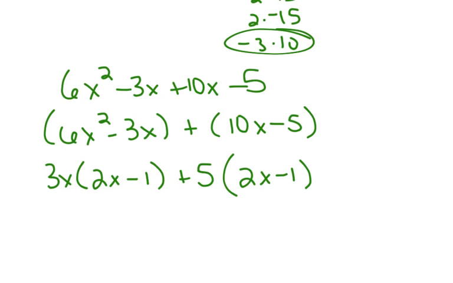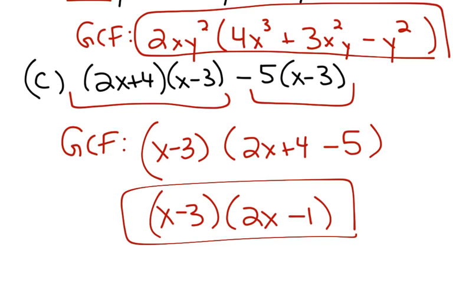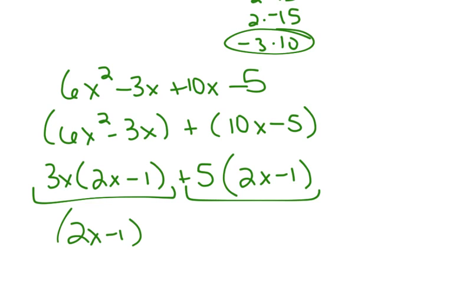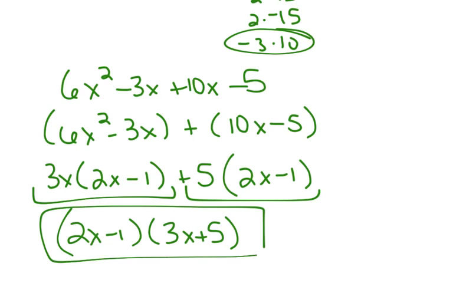Now if you think back to that problem earlier, where was it at? Here. Remember how both of these had a greatest common factor of x minus 3? Well, that's in essence what I'm doing here. Both of these have a 2x minus 1. And when I take it away, I'm left with 3x plus 5. And that's the factored form. In the next video, I'll talk about using the graphing calculator to factor.